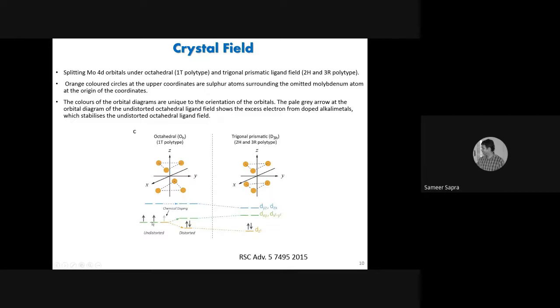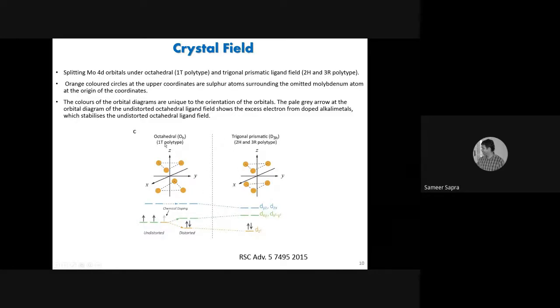Okay. If this 2-electron system gets distorted, if the octahedron gets distorted somehow, then you see that the 2 electrons get more stabilized into just one of these orbitals. And if you distort them further and put this orange atom on top of this one, so rotate it and make it trigonal prismatic, then your 2 electrons get stabilized in the dz square orbital, which is a much more stable system compared to the octahedral polytype. Okay, octahedral coordination, the 1T polytype.